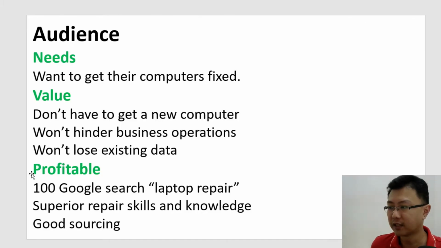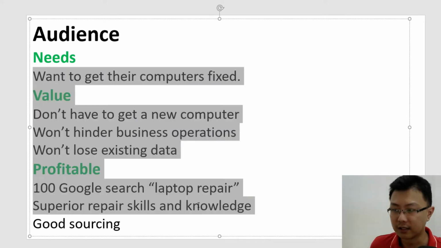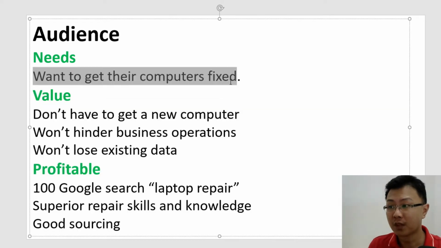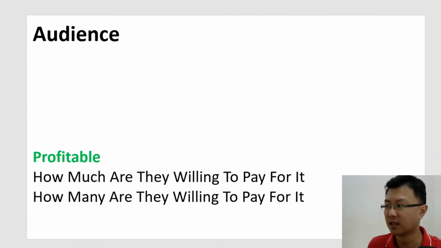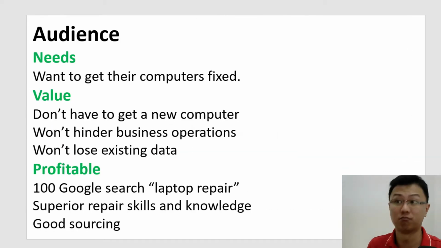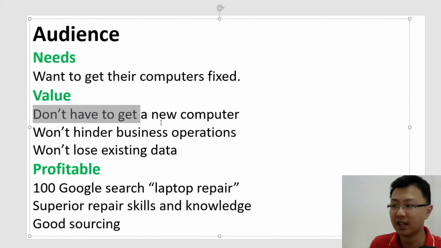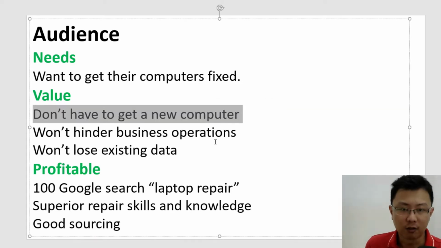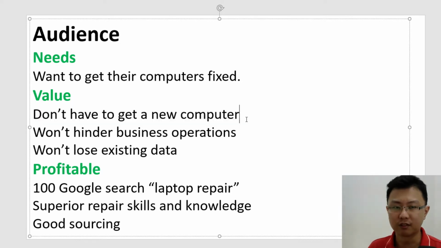Now, for this laptop company, they would like to get their computers fixed. Now, what is the value? Why is this important for them? It's because the audience do not need to go out and buy a new computer when they can just repair it. Pretty straightforward. Repairing a computer is going to be cheaper than getting a new one. So that's for family computers.